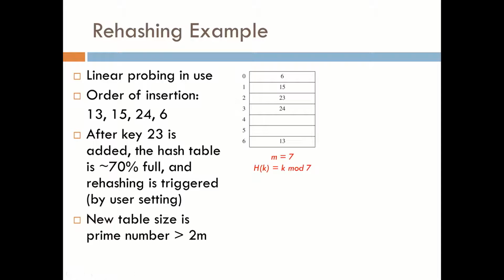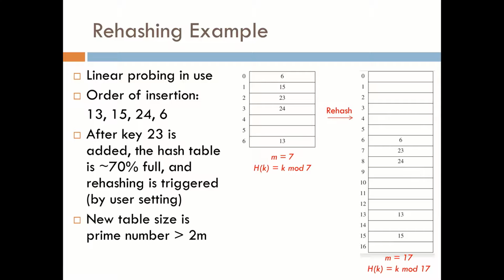And at this point, we're going to say that through some user setting, we've decided that this table is too full and we want to perform rehashing. So we will come up with a table size that is a prime number greater than 2m. The prime number that meets that in this particular case is 17. And we will take all of the items that are in the smaller hash table and rehash them into the larger table.